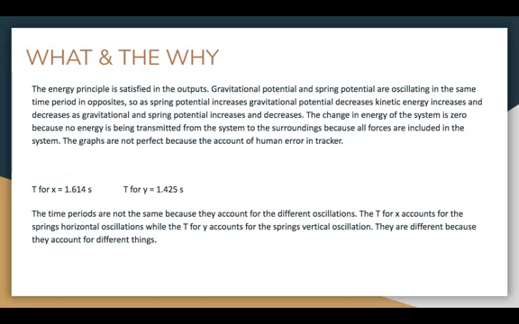The time period for x equals 1.614 seconds. The time period for y equals 1.425 seconds. Although they are close and similar, they are not the same. The time periods are not the same because they account for different oscillations. The time period for x accounts for the spring's horizontal oscillations, while the time period for y accounts for the spring's vertical oscillation. They are different because they account for different things.